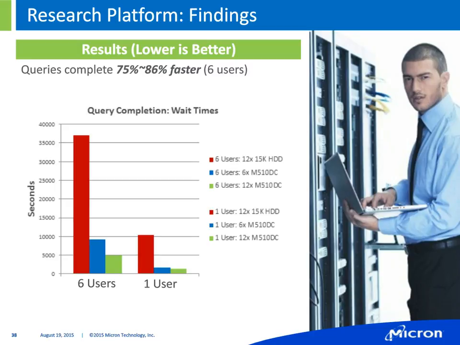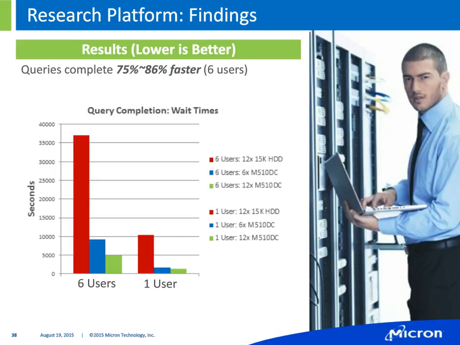So what did we find out? Well, we took a look at these 1 user and 6 users, and we built the back-end platform 3 different ways. We started out with 12 15,000 RPM enterprise hard drives. That was kind of our baseline. This is what we thought would do pretty darn well with this type of a workload. We also compared that to a dozen M510DCs configured the same way with the same database, and then we shot in the middle. We cut the number of them in half. So we end up with 6 data points. 6 users on each of 3 configs and 1 user on each of 3 configs.